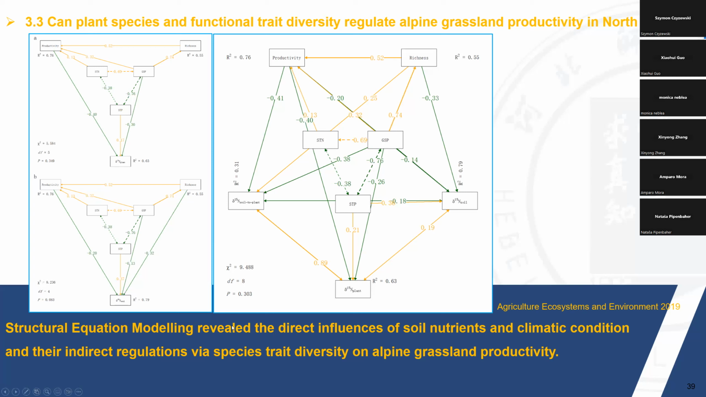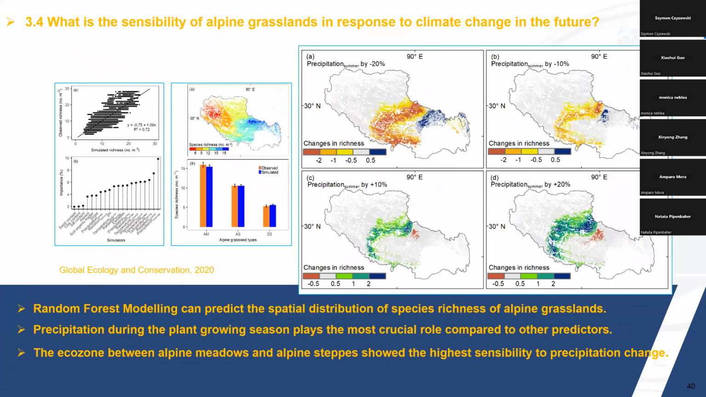Sorry, due to the time, I don't want to talk about more details about the structural model because it's a little bit complicated. But this just gives us an example: functional traits regulate the recovery processes of upper grasslands, and the fourth is about how sensitive upper grasslands are to changing climate.